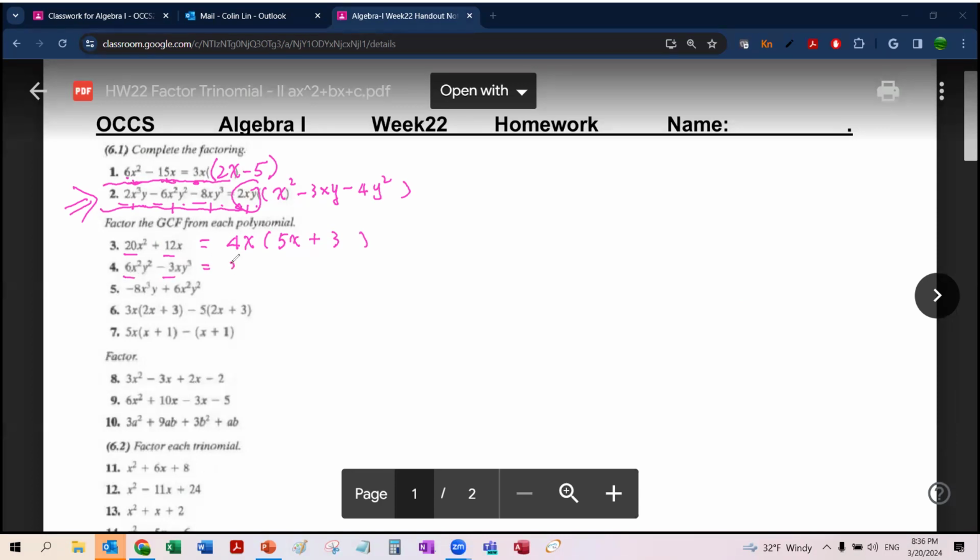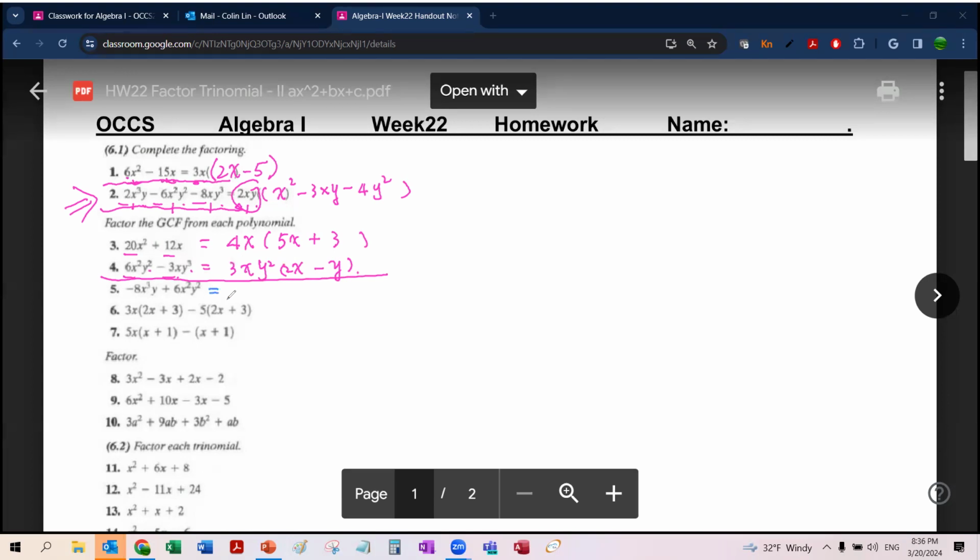See this part. 6, -3, we take 3 out. X squared, x, we take x out. Y cubic, y squared, take y squared out. So left 2x minus y. That's it. So this part is relatively easy.